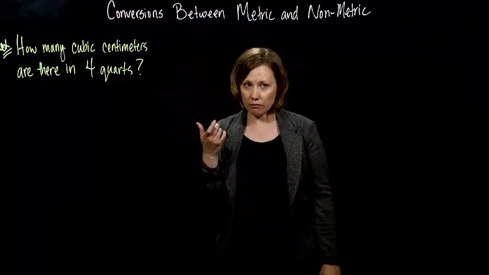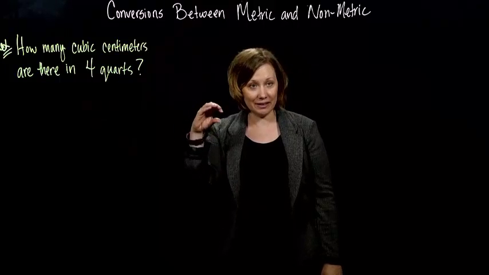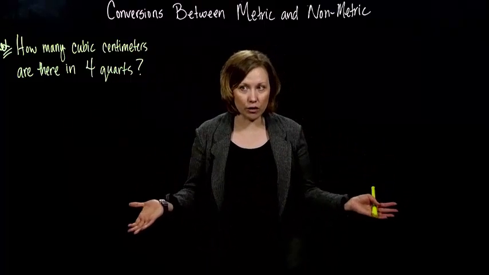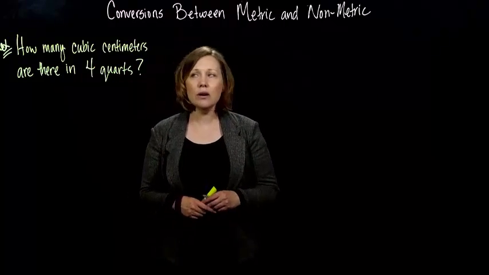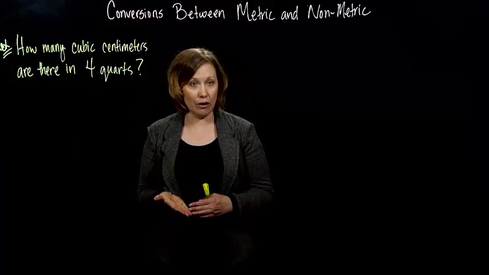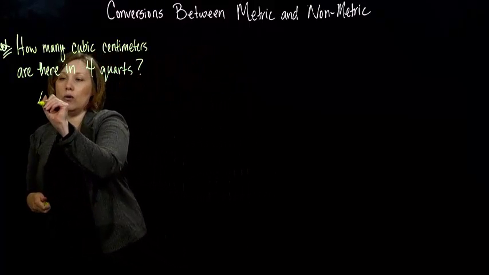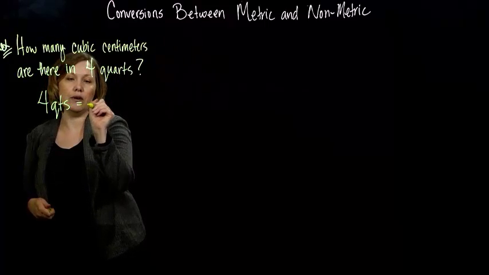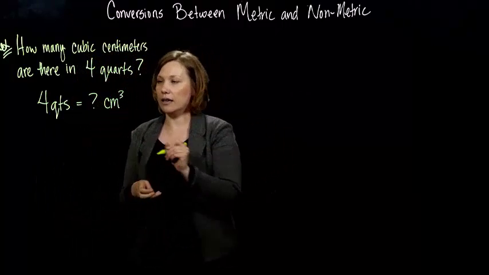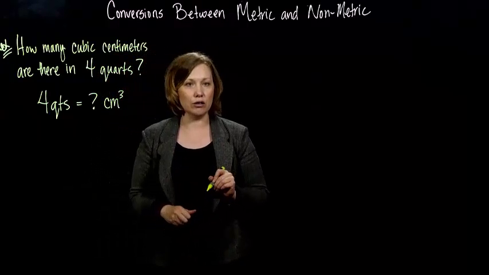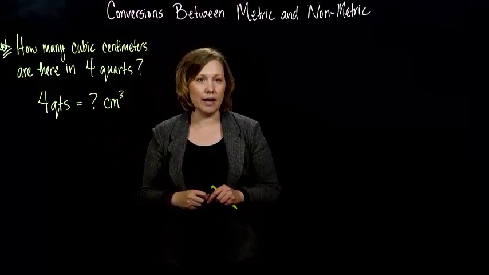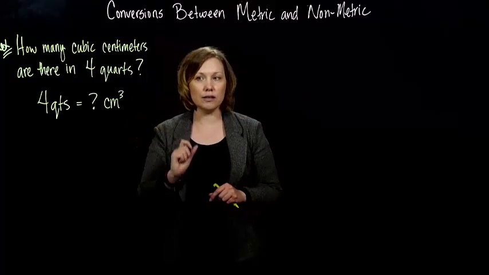It's a cubic centimeter, right? It's 1 centimeter cube. So it's just another way to measure volume. And we have 4 quarts, and we want to find out how many cubic centimeters there are. So we want to take our 4 quarts, and we want to know how many cubic centimeters, as you can see from the chart, we write cm for centimeters, and then to the third power. All right. So we want to figure out how many cubic centimeters we have. So we're converting from quarts to cubic centimeters.